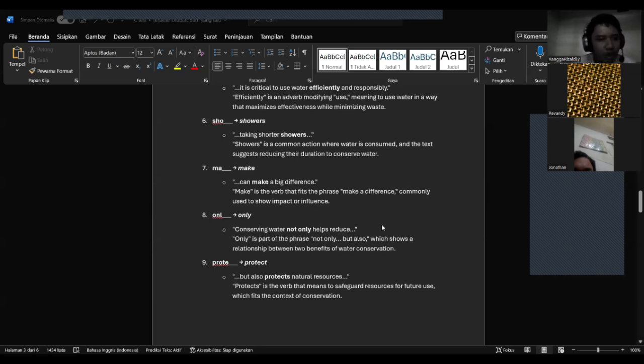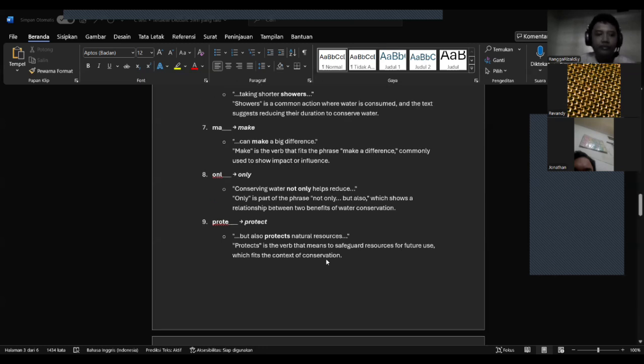And number eight is on. It means only. Conserving water not only helps reduce costs. Only is part of the phrase not only, but also, which shows a relationship between two benefits of water conservation. Okay, number nine is from protect, but also protecting natural resources. Protect is a verb that means to safeguard resources for future use, which fits the context of the conservation.